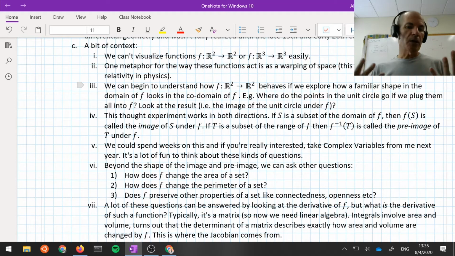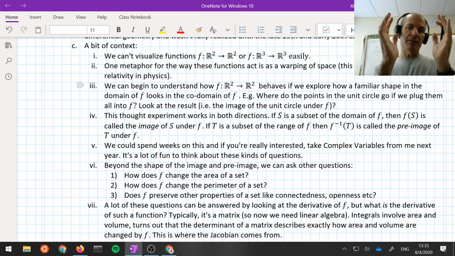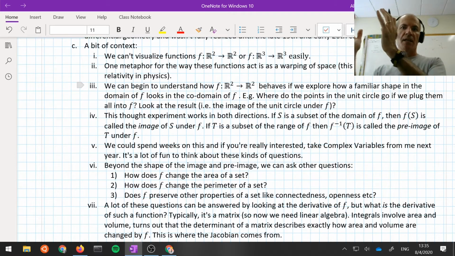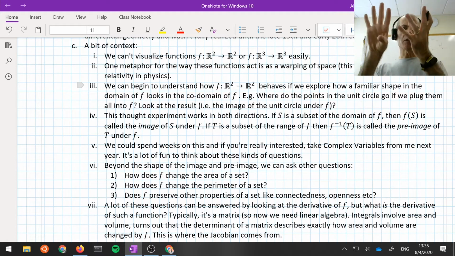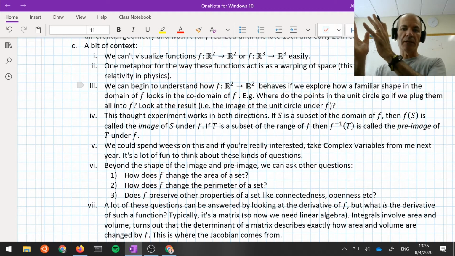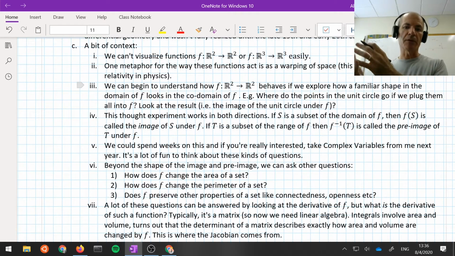Okay, there are other questions that you can ask beyond how f changes the shape of some familiar object when we apply f to it. How does f change the area of a set? If I have a set over here in the domain and I look at its image over here in the range, how has the morphing and the twisting and so forth affected its area or its volume or its perimeter or its surface area? These are all questions that mathematicians have explored and continue to explore.